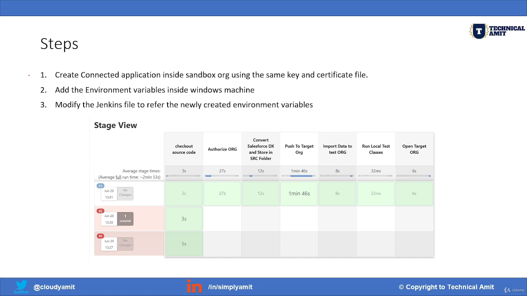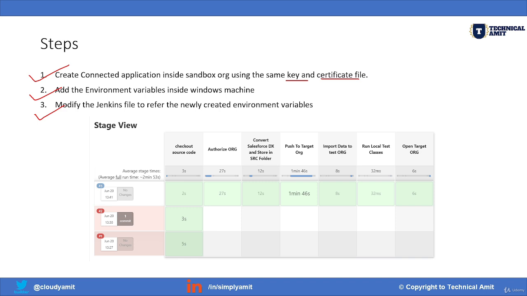The very first step is we need to create a connected application inside our target Sandbox environment where we want to deploy the changes, with the help of the same key, the same certificate file that we have already used for our production environment. Then we have to add the environment variables inside our Windows machine, the way that we did for the previous one. And then we need to modify the Jenkins files to refer to the newly created environment variables.